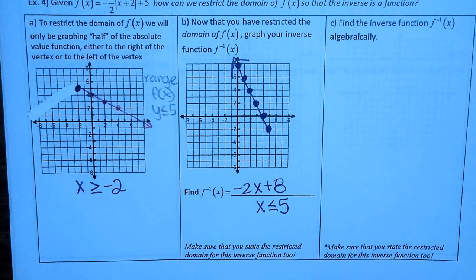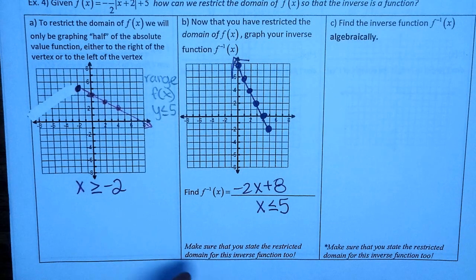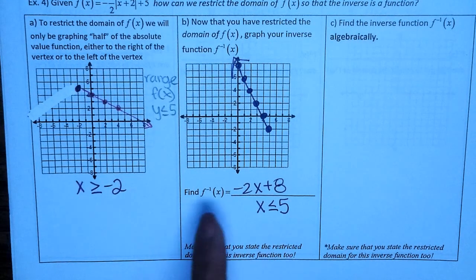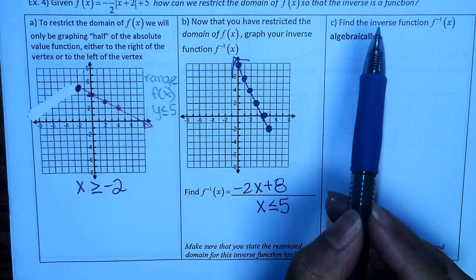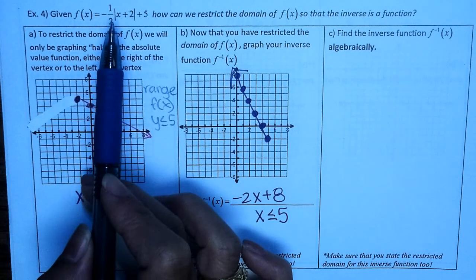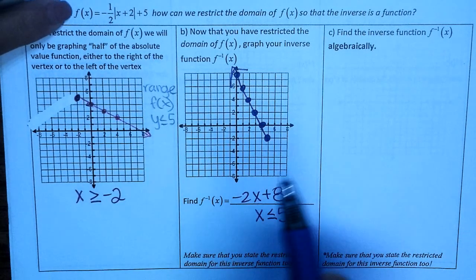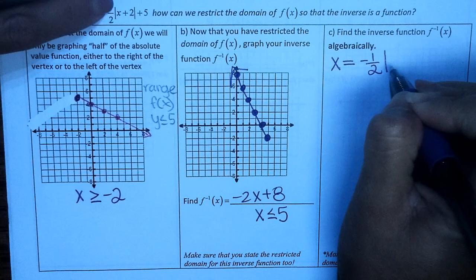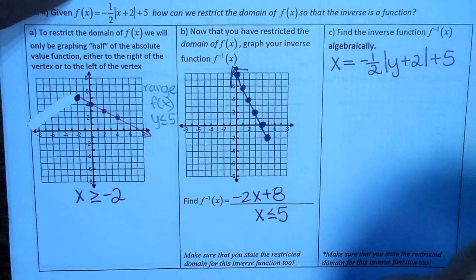So example 4. You first graphed only half of the absolute value. Then you flipped the x and the y. Then you found the slope and the y-intercept. And then you did the domain restriction. Again, now let's do it algebraically. To find an inverse algebraically, remember that you have to switch the x and the y variables of f of x. So instead of f of x equals, let's put x equals negative 1/2 absolute value y plus 2, plus 5. So go solve for that.